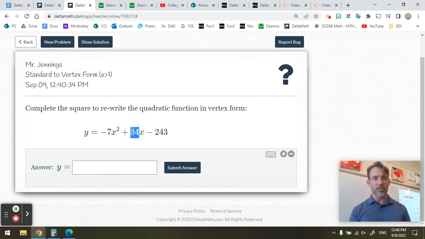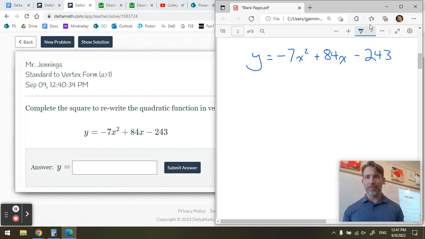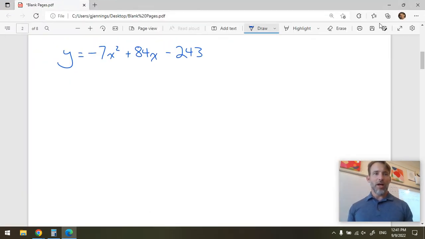Fortunately, 84 is divisible by 7. So this one is actually pretty smooth. Let's take a look at it. So here we go. Y is equal to negative... We want to turn this into vertex form.